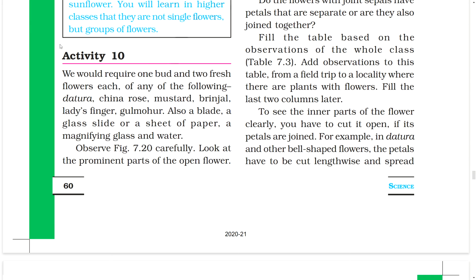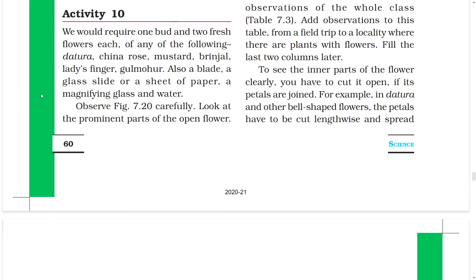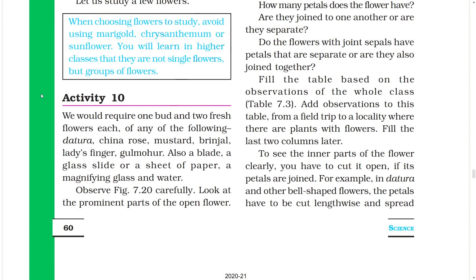Activity 10. We would require one bud and two fresh flowers each of any of the following: datura, China rose, mustard, brinjal, ladyfinger, gulmohur, also a blade, a glass slide or a sheet of paper, a magnifying glass and water. Observe the figure. Carefully look at the prominent parts of the open flower.